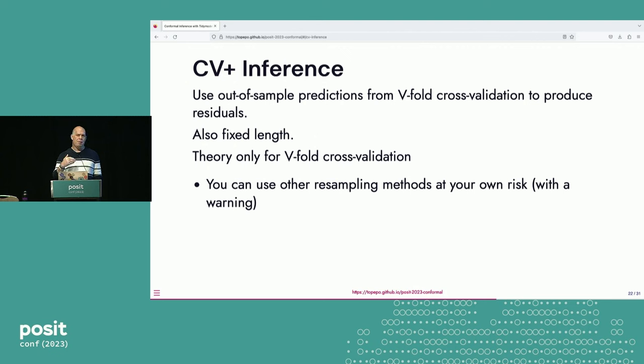It turns out there's some math behind this that says that, with some slight alterations, you can do something very similar to split conformal inference. The theory has only really been done for V-fold cross-validation. You can use other resampling methods in tidymodels to do this, but you get a warning saying you're at your own risk. I have a link near the end to a GitHub repo where I've done a ton of simulations, and I did try bootstrapping with this, and it seemed to work pretty well. So no guarantees, but it doesn't seem like a horrible idea to try other resampling methods.